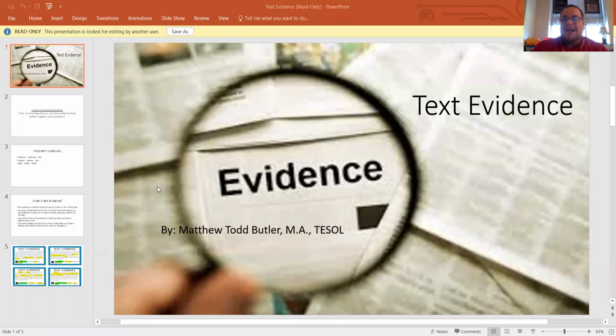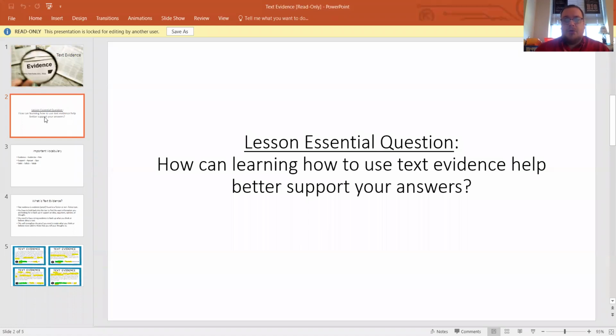Okay, so text evidence is, anybody know what evidence is? Everybody tell me what evidence is. And I know, of course, you can't answer me because you're at home. That's all right. Think about what evidence means for just a second. And we'll go on to our lesson essential question real quick, and then we'll talk about what evidence is. All right? So our lesson essential question is, how can learning how to use text evidence help better support your answers? Okay, first we gotta figure out what it is first, then we can learn how to use it.